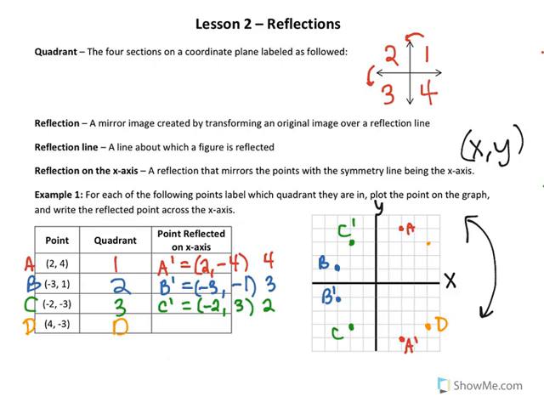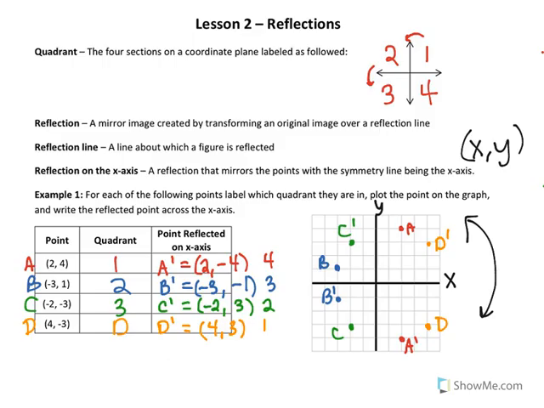And D prime is going to be above the axis now here. And again, the x value is not changing, but the y value is turning to +3. And it went from quadrant 4 to quadrant 1.